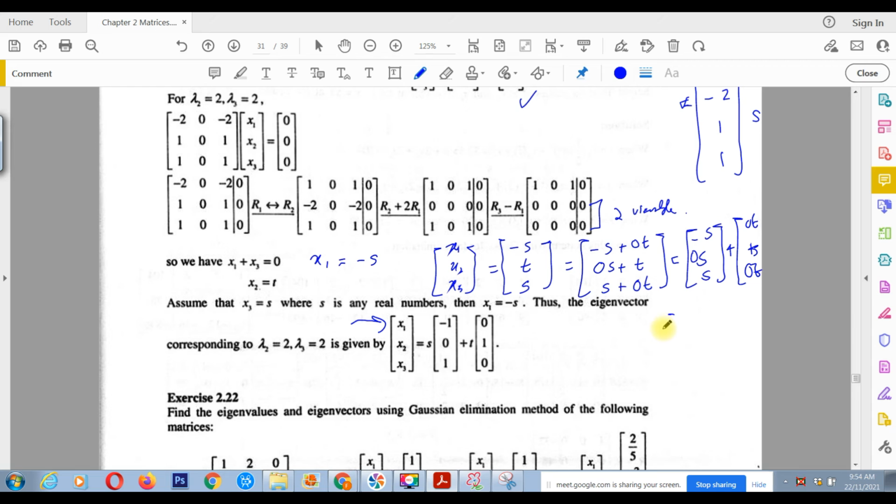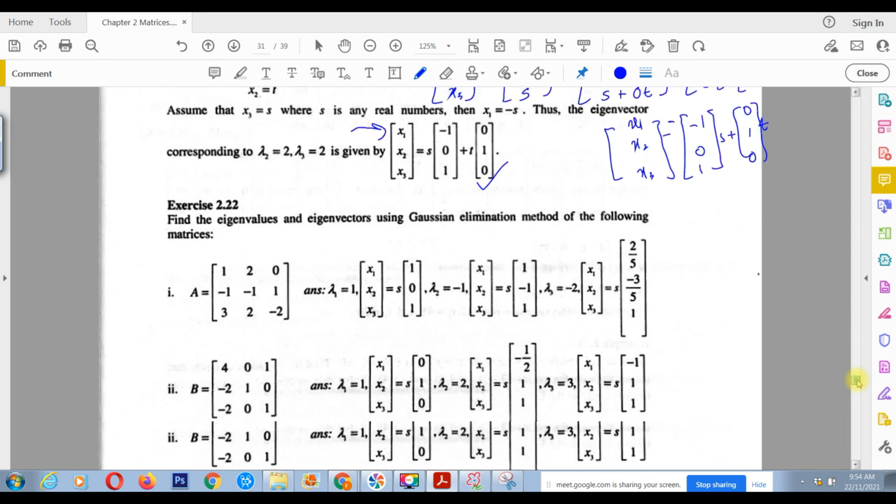Can we put s outside and t outside? So we get negative 1, 0, 1 with s outside, plus 0, 1, 0 with t. This is x1, x2, x3. So we get this solution. This is the exercise you can try.